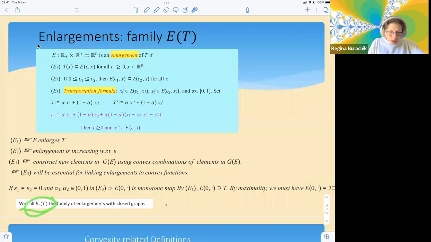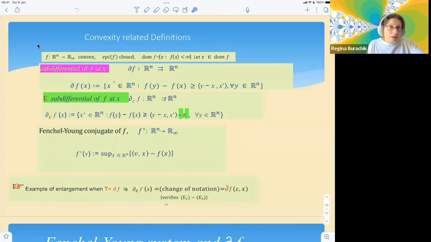And in our analysis, we will always assume that the graph is closed, because if you have an E that satisfies these three properties, then when you take the closure of the graph of E, it also satisfies these three properties. So you can always assume that you are working with closed graph mappings so that you preserve the outer semi-continuity property, which every maximally monotone operator already has, right? So we don't want to lose that property when we go to the enlargements.